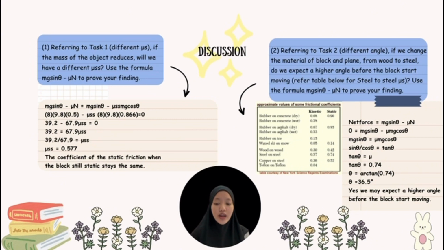Now, what we're going to do is use the formula given and do the calculation, and we will get tan theta equals 0.74, which is the value of the frictional coefficient of steel. Then we get the value of the angle, 36.5 degrees. So yes, we may expect a higher angle before the block starts moving if we change the material of the block and plane.